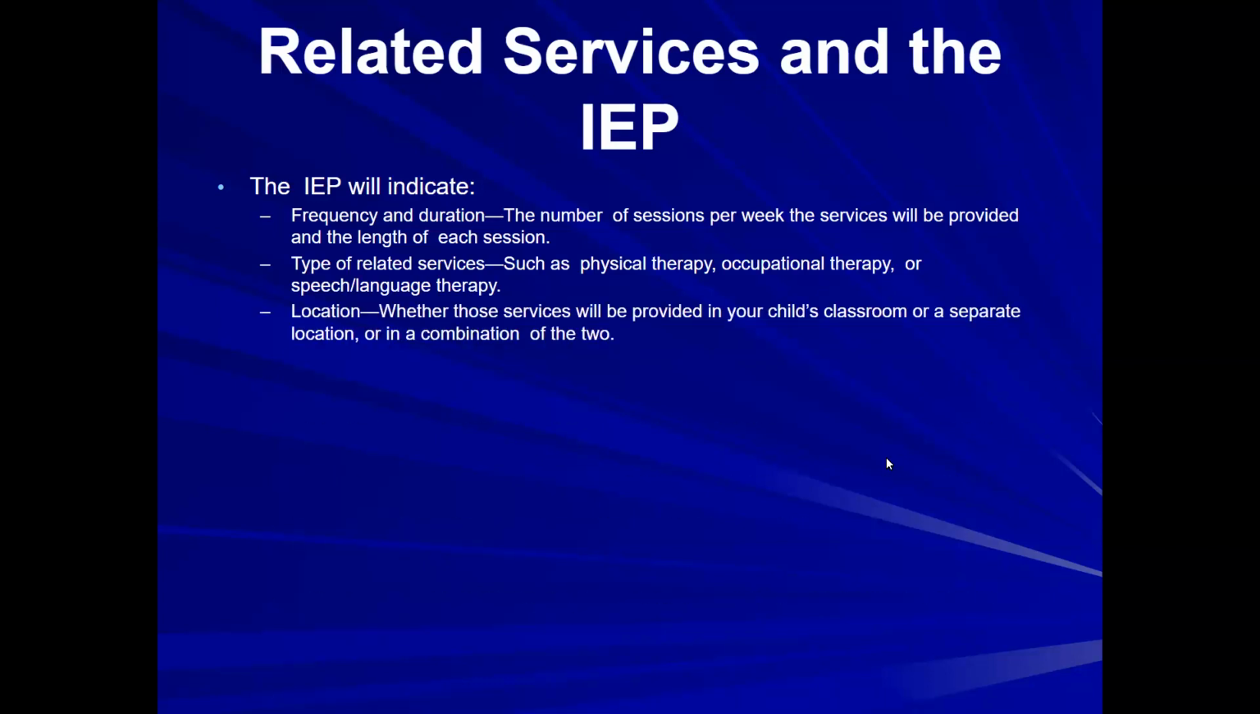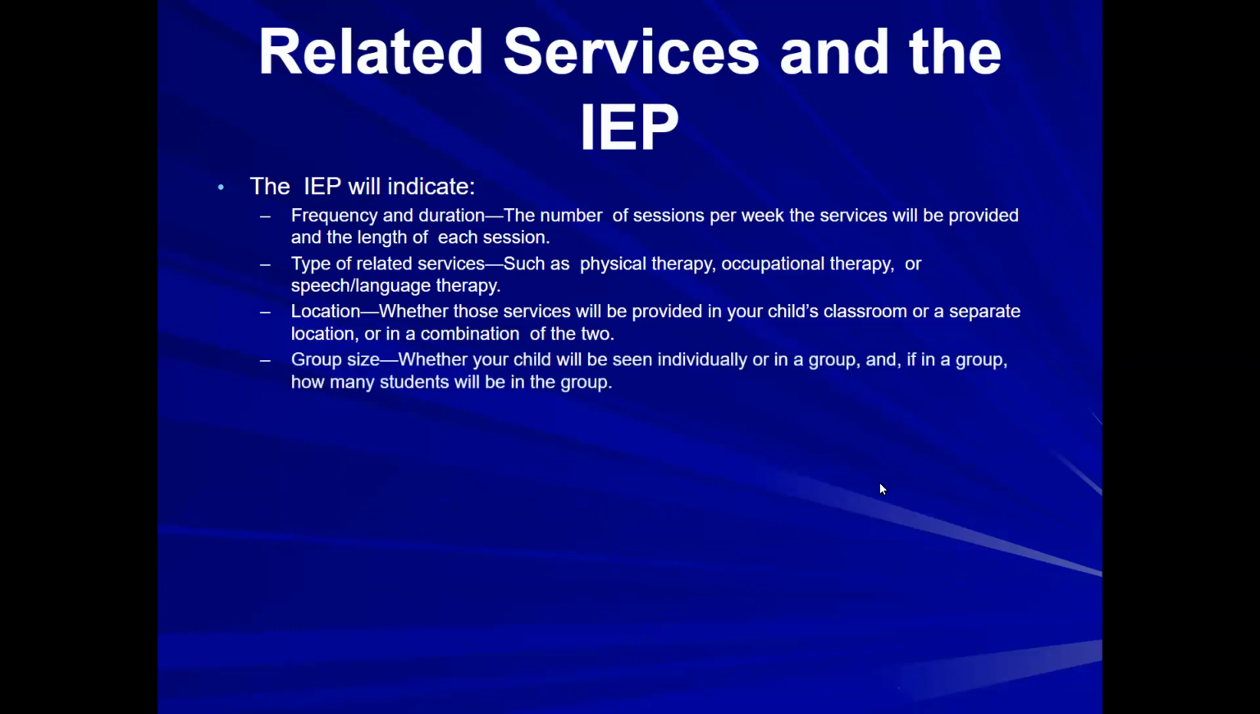The location, so this could be inside the classroom or a separate location or a combination of the two. The IEP will also indicate the group size. So will your child be seen individually or in a group? And if in a group, then how many in that group?